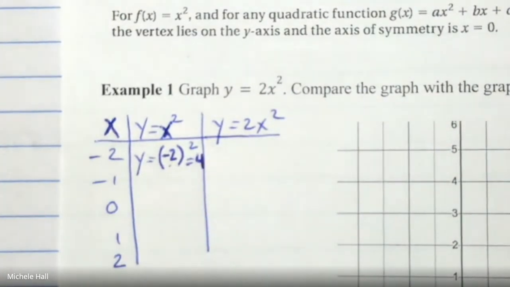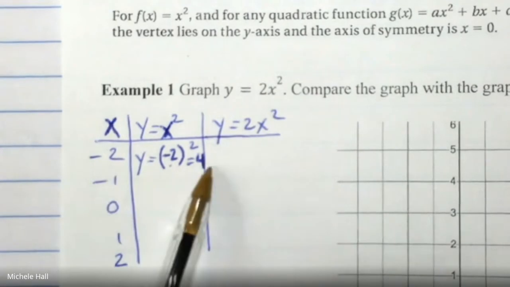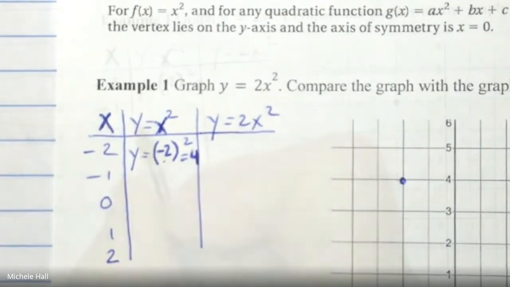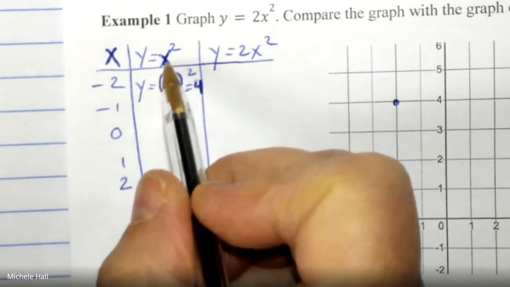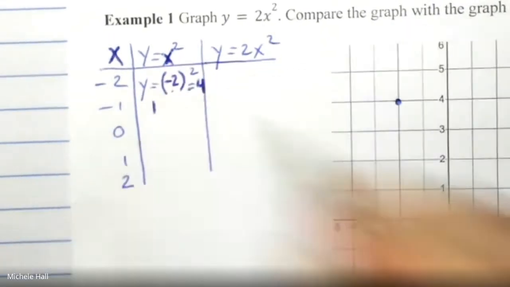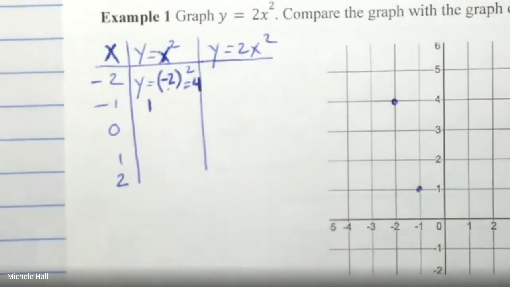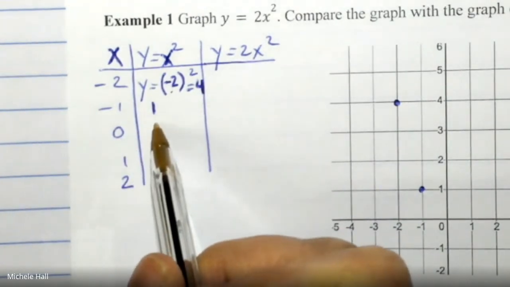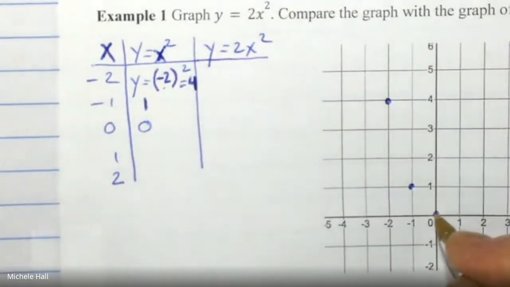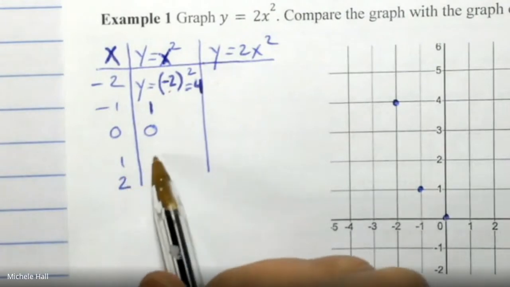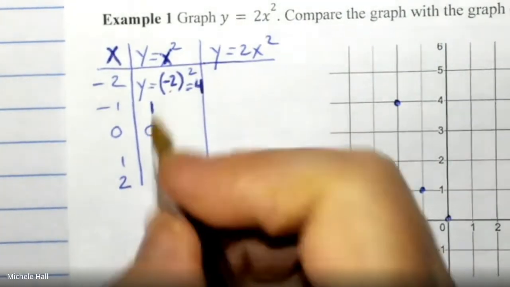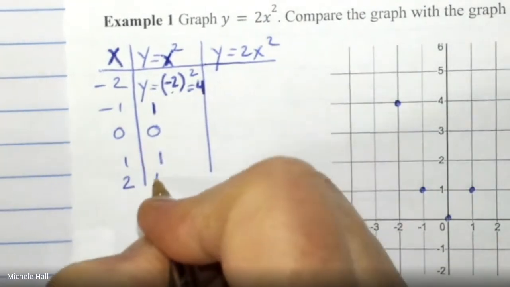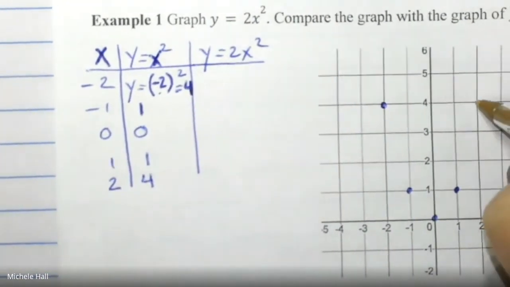I'm only writing out that first one because I can just put my numbers after that. When x is -2, I found that y was 4. When x is -1, -1 squared is 1, so y was 1. When x is 0, it says that y equals 0 squared. 0 squared is 0. When x is 1, we get that y equals 1 squared, which is 1. And then 2 squared is 4. When x is 2, we found that y was 4.